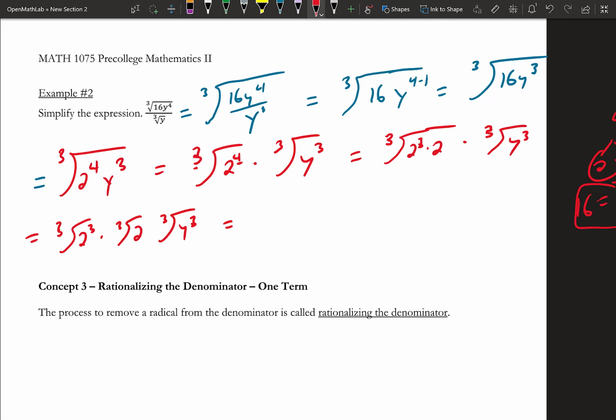So then the cubed root of 2 cubed is just 2. Same thing here, right? The cubed root of y cubed is just y. And then we'd have the cubed root of 2 left over, right? That's here. So that would be simplified, right? 2 times y times the cubed root of 2.